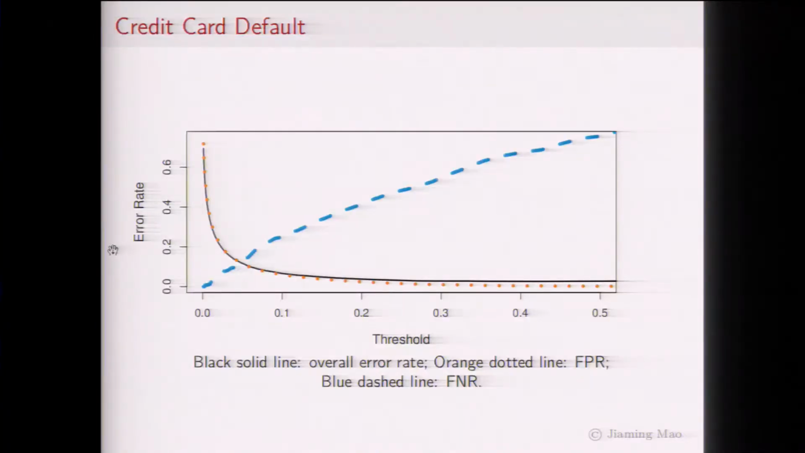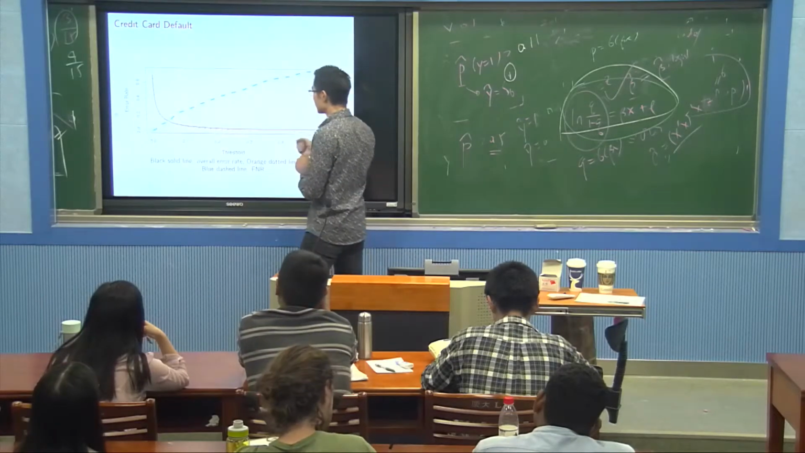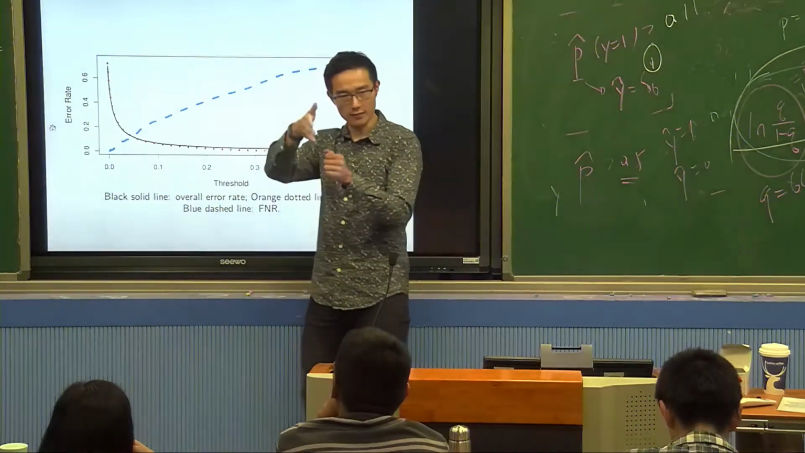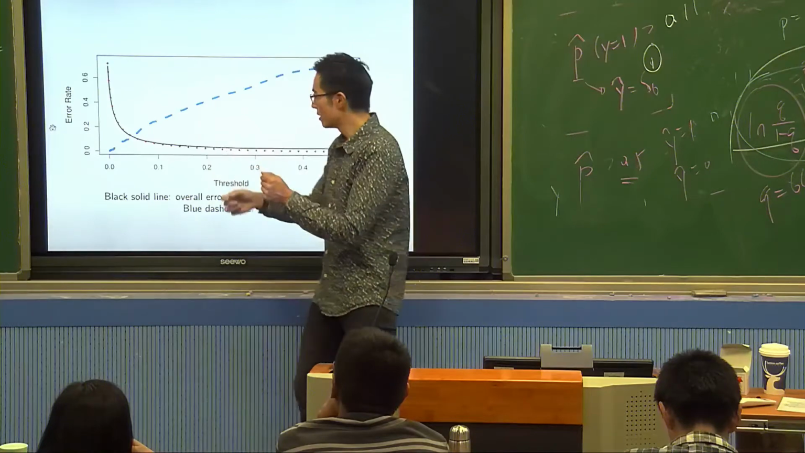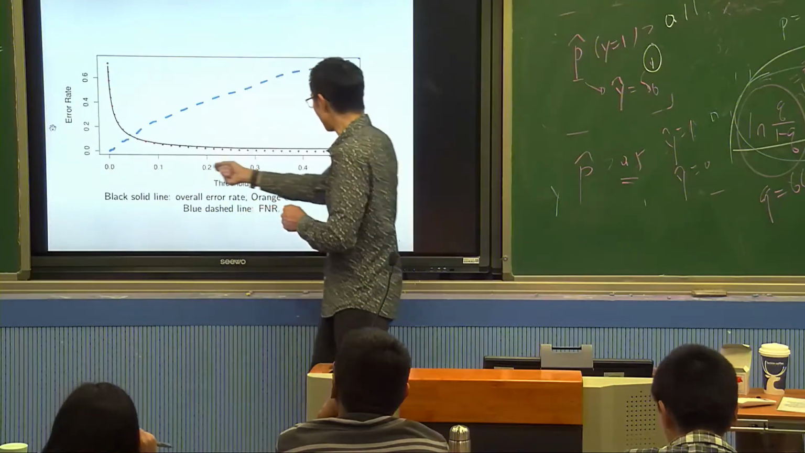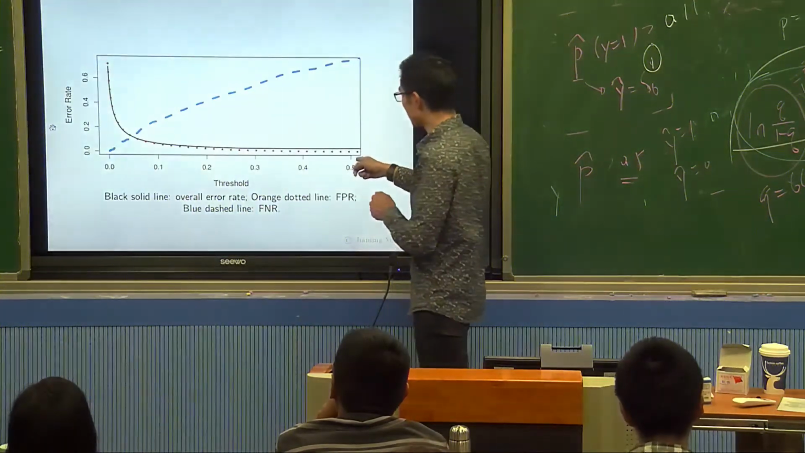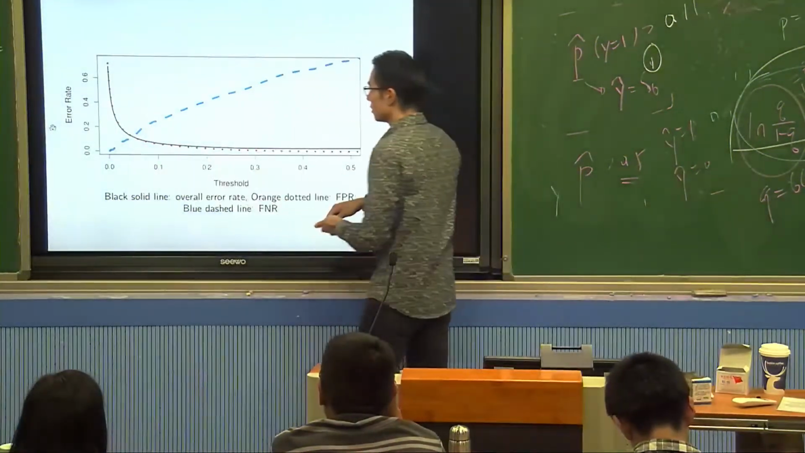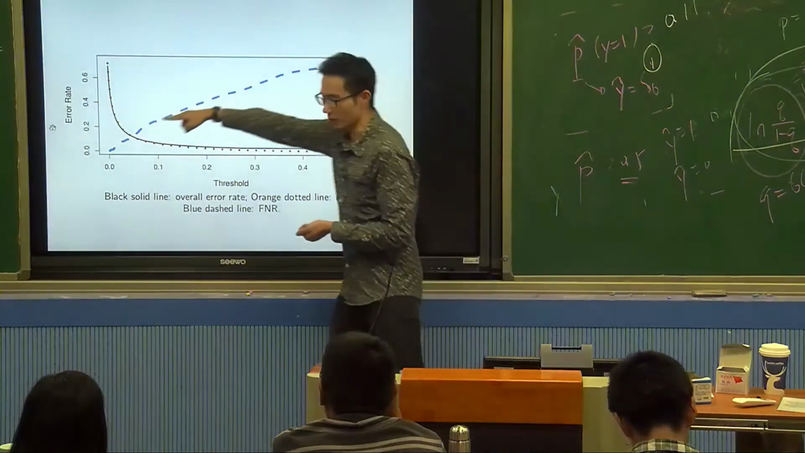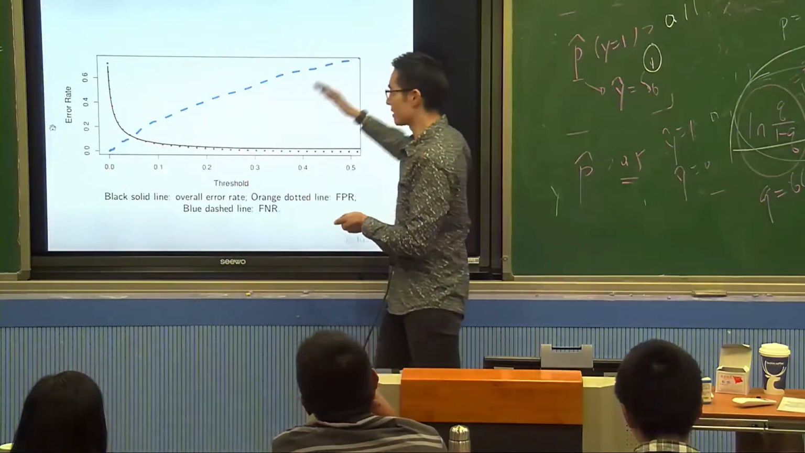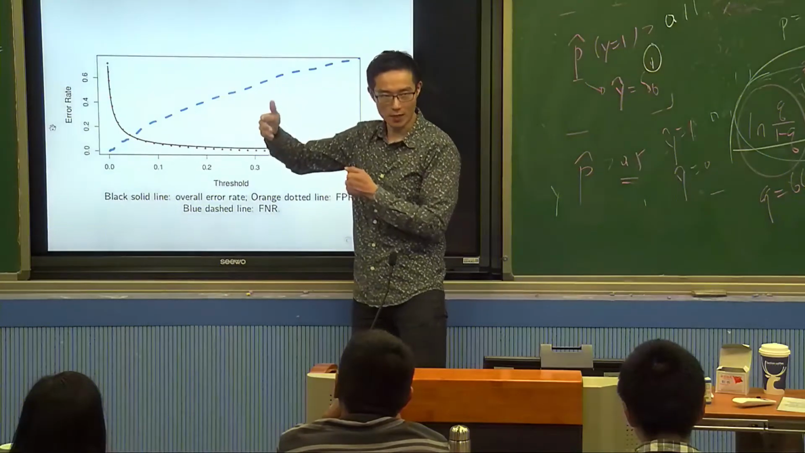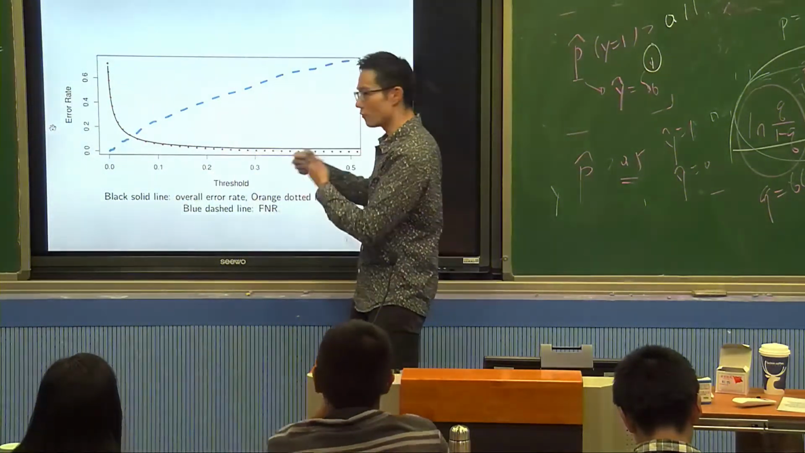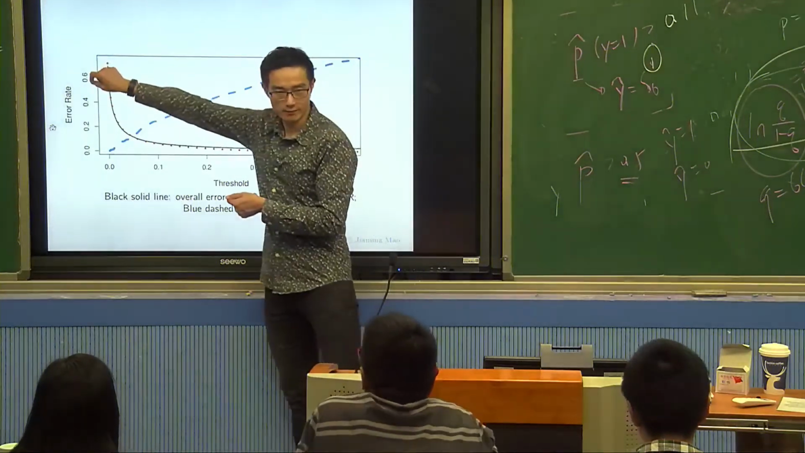So that gave us this kind of curve, okay? So in this curve, the threshold is like 0.5, 0.1, 0.01. As we decrease our threshold from 0.5 all the way to 0, what we're doing is we're decreasing the FNR, the false negative rate. But as we decrease the FNR, we always pay a price. The price is our FPR, the false positive rate, and the overall error rate will increase like this.